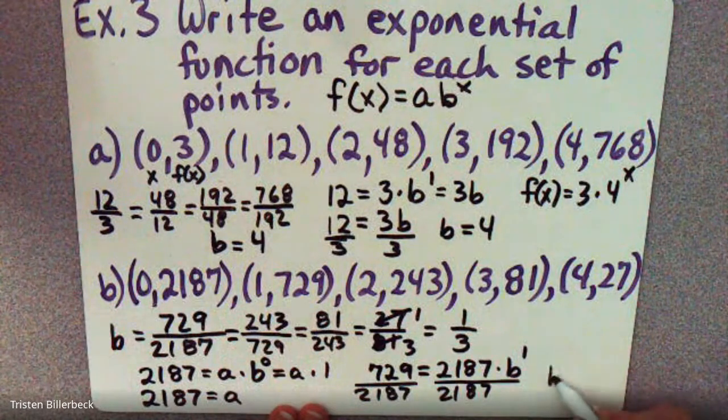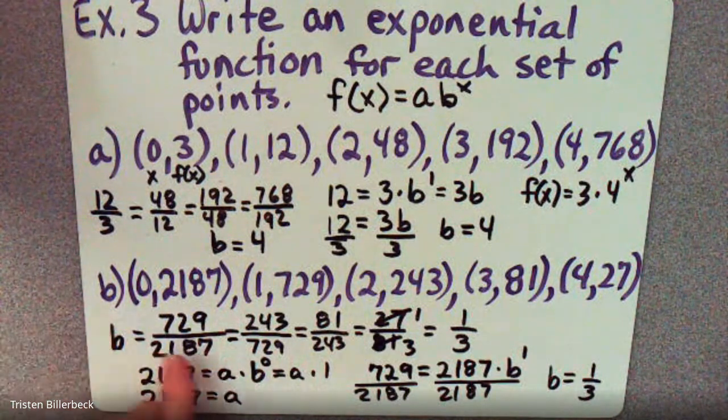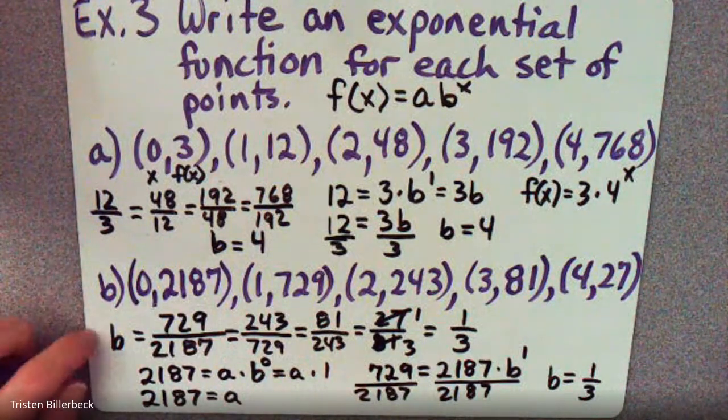And that gives me b equals 1/3. So that's how I always do exponential functions. But if you want to make a common ratio, make sure it's an exponential function. This is the way to do it.